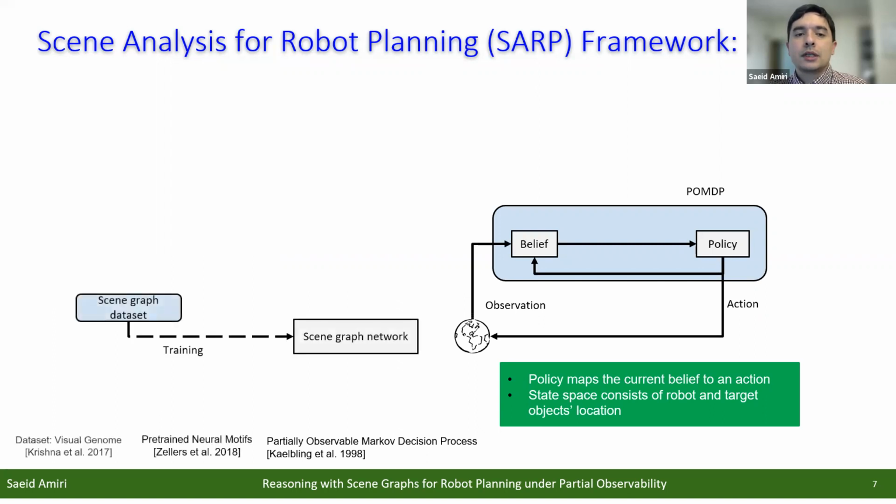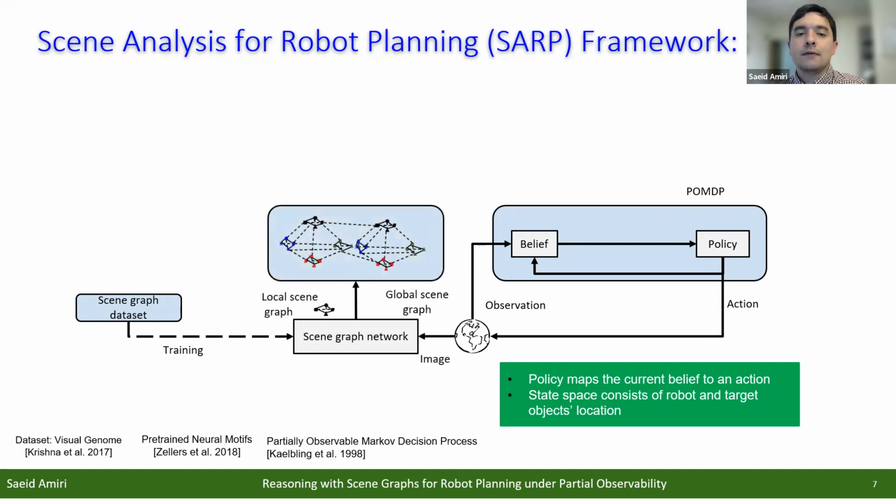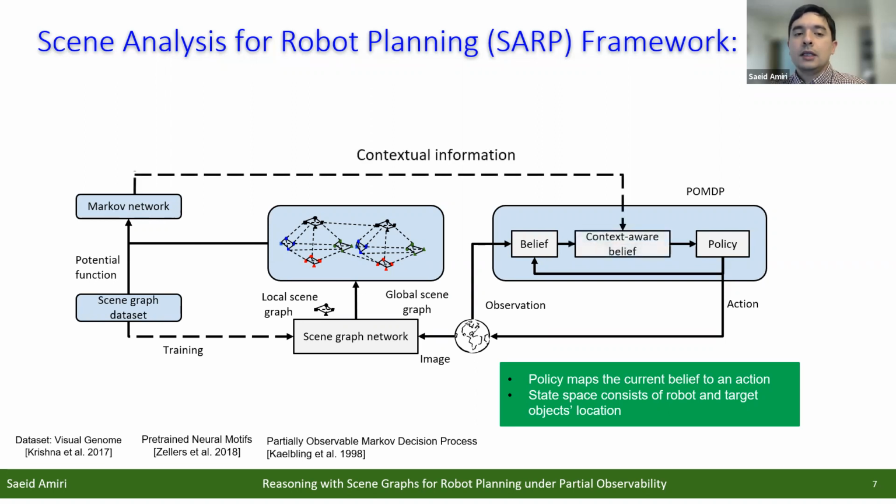In addition, we use scene graph datasets such as Visual Genome to train a network, where in this work we use a pre-trained Neural Motifs model. The robot's image is fed to the network to generate a local scene graph, and as it navigates, it takes additional images to augment and generate a global scene graph. Next, it calculates the potential function for each edge of the graph to generate the Markov network. We calculate the potential function by querying the dataset about co-occurrence of those objects in the dataset images. Finally, by doing reasoning about the target object, we bias the robot's belief.